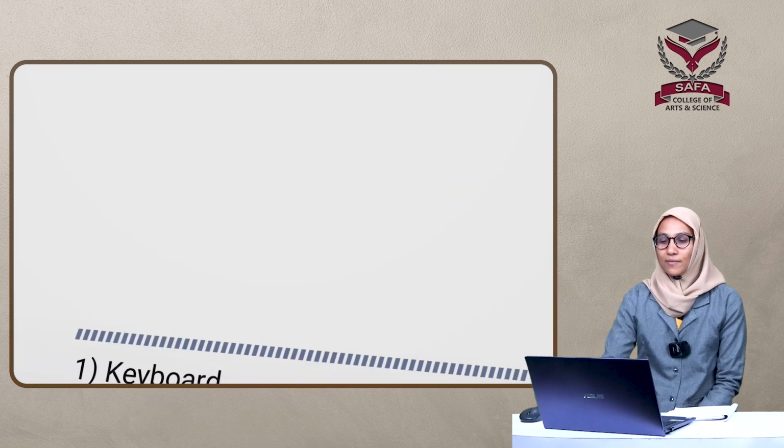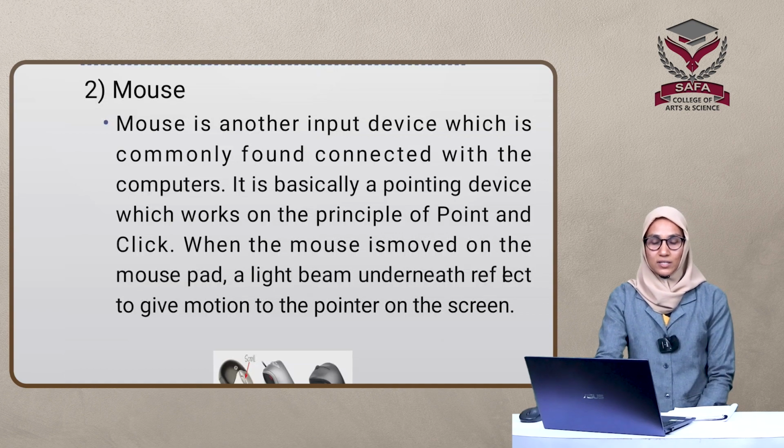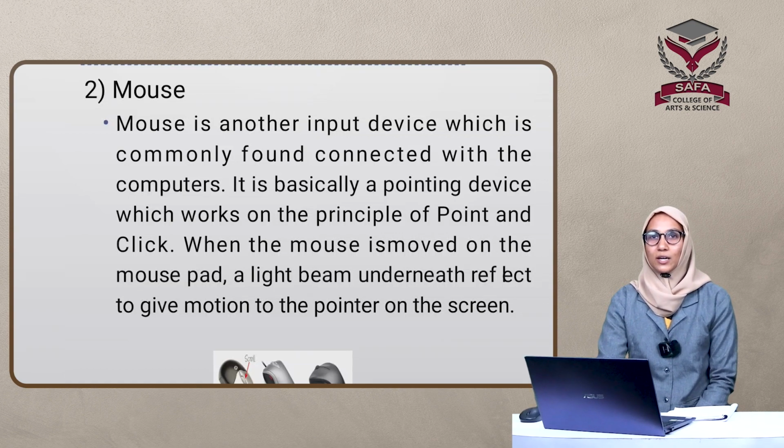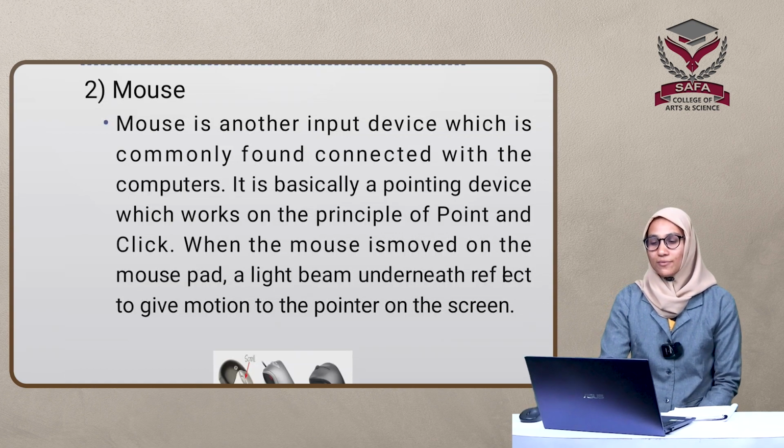Okay. Next our input device is mouse. What is the use of mouse? Mouse is another input device which is commonly found connected with the computers. It is basically a pointing device. It works on the principle of point and click. Pointing and click. This is mouse.